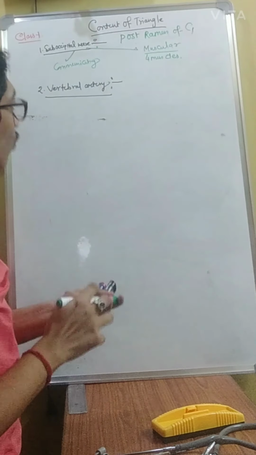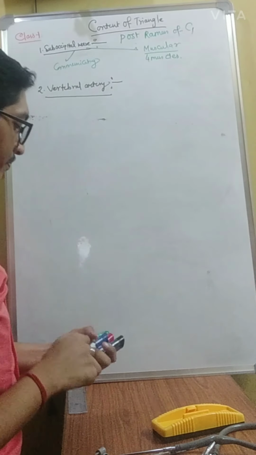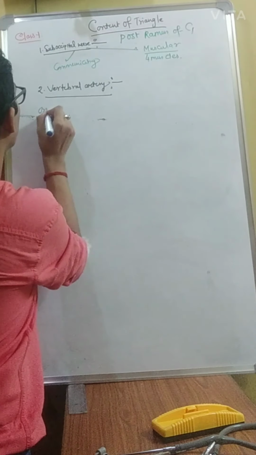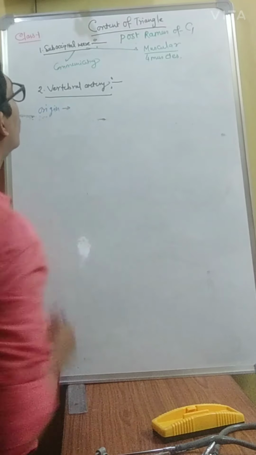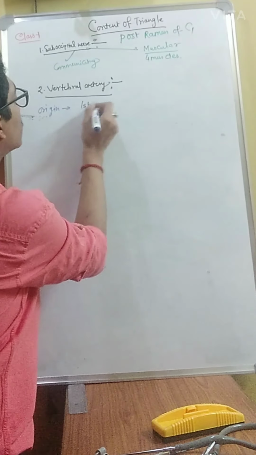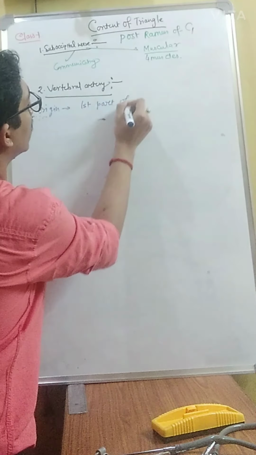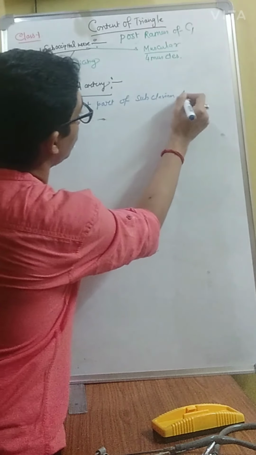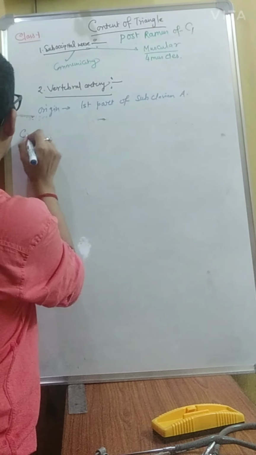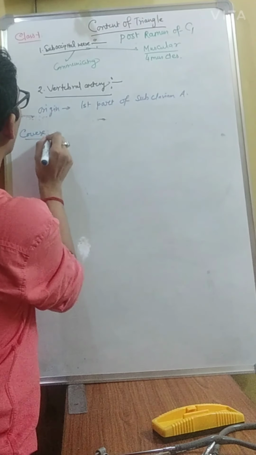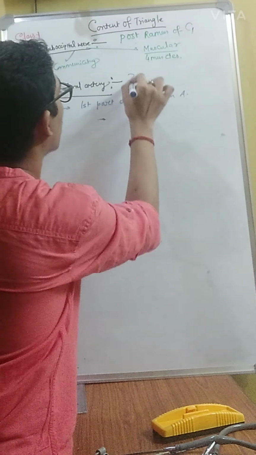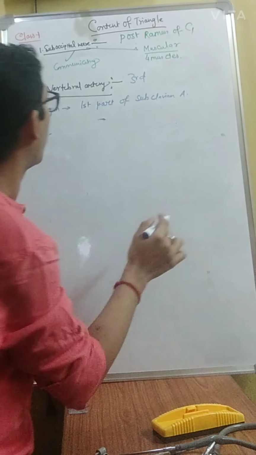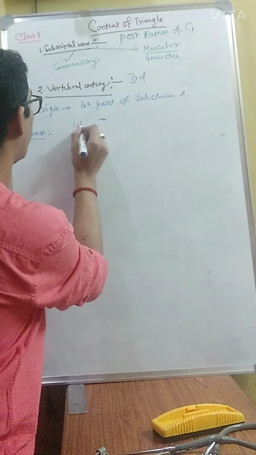Now we will move towards the vertebral artery. This is a very important topic. What is the origin of this artery? The artery originates from the first part of the subclavian artery. What is the course? The third part of this vertebral artery passes through the triangle. It has a first part.